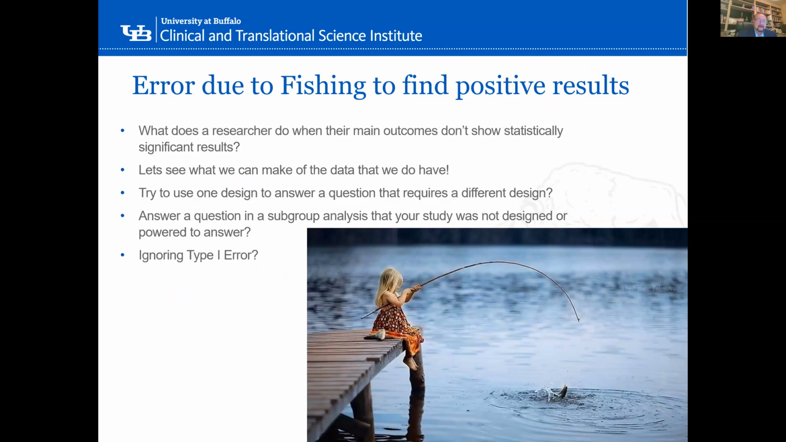One of the things that I see a lot of is error due to fishing to find positive results. The researcher doesn't get the answer they want for the main outcome that they've architected in their study, so they say, what can we make out of this data? They try to use one design to answer a question that requires a completely different design. And answering a question in a subgroup analysis that your study was not designed or powered to answer is going to give you false results.